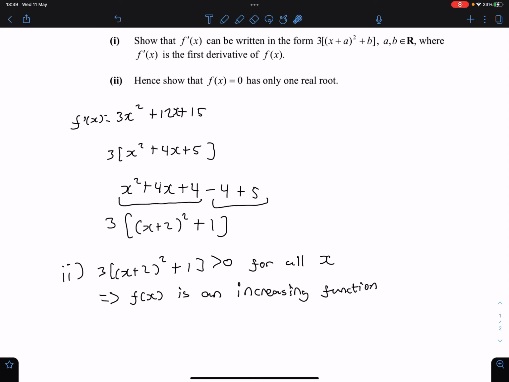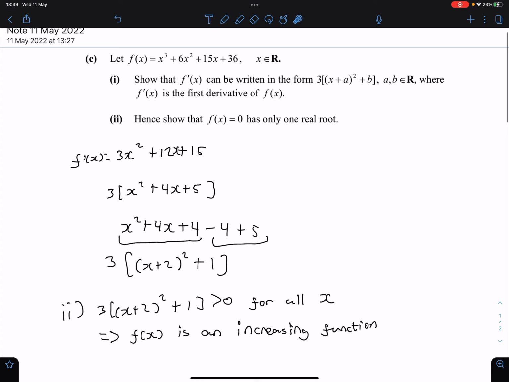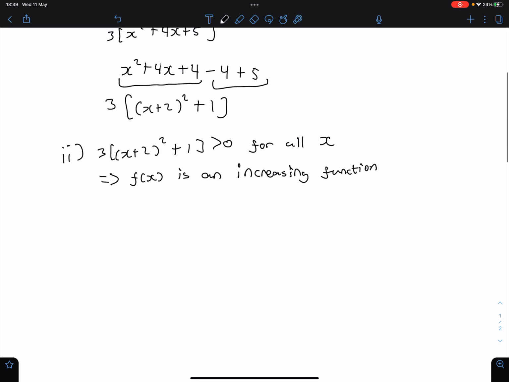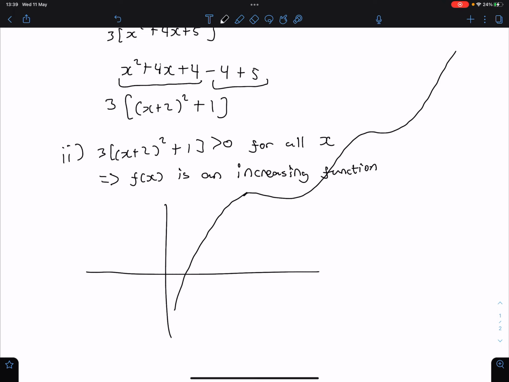Now, when we're talking about an increasing function, think about this function constantly increasing: it's not going to come back down again. You can imagine some sort of cubic function that is always increasing, going up, up, up. It's never going to cross the x-axis again, so it's only going to cross the x-axis at one point. Therefore we can conclude that there is only one real root.